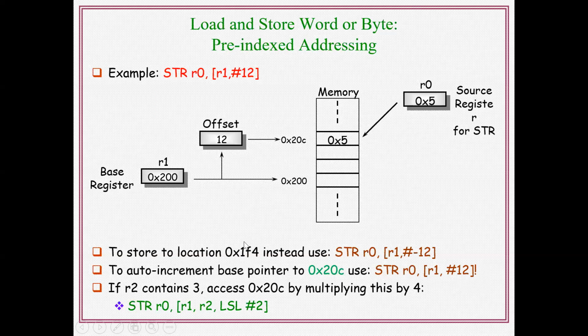This is one note point. The first note point is you can use a minus value also. The second note point is how to update the base register content by default. And the third one is how to use the barrel shifter. If R2 contains 3, access 0x200C by multiplying this by 4 is enough. So here, for example, I need 200C data. I need a value from 200C.